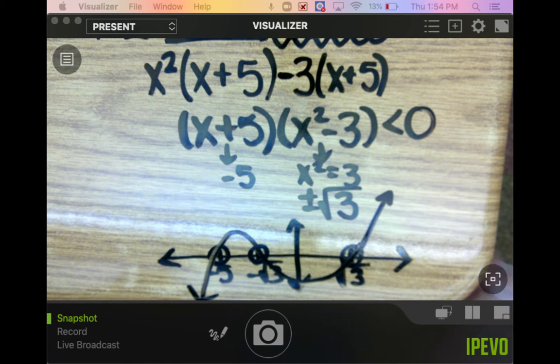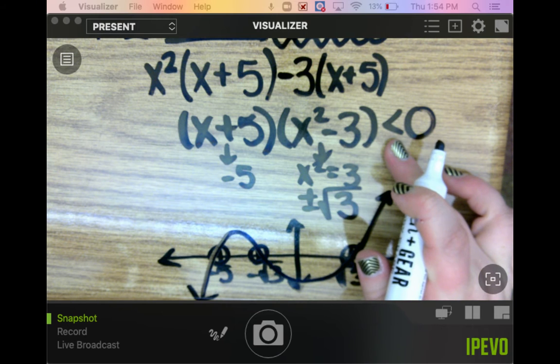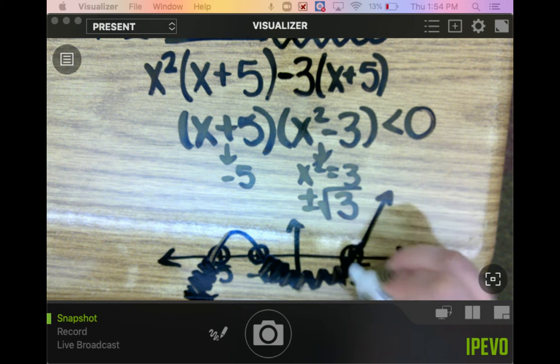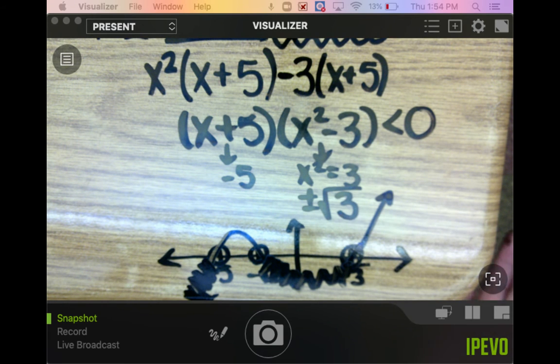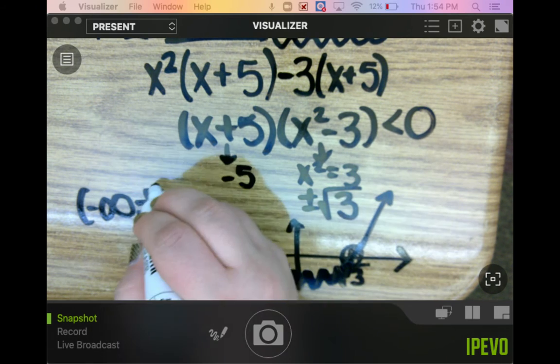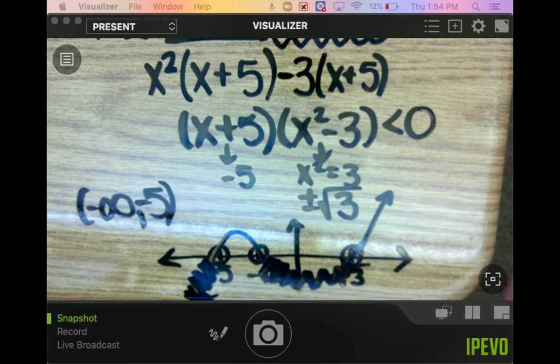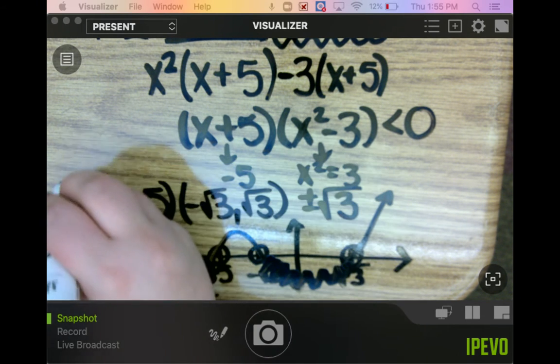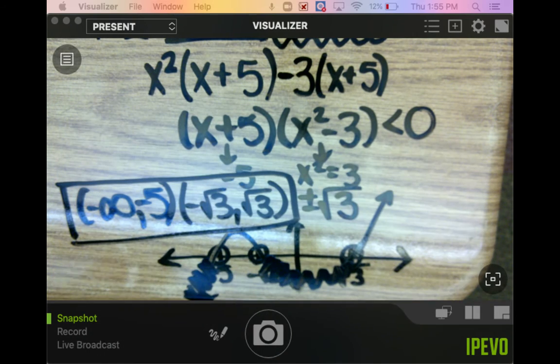Since this is less than 0, I want the parts that go underneath, which is over here and here. And I'm going to have to erase part of my work. Actually, I'll just write it over here. So this part goes to the left forever, but it stops at -5. So that's negative infinity to -5. Then it starts up again at negative square root of 3 and goes to the square root of 3. And that is number 12.